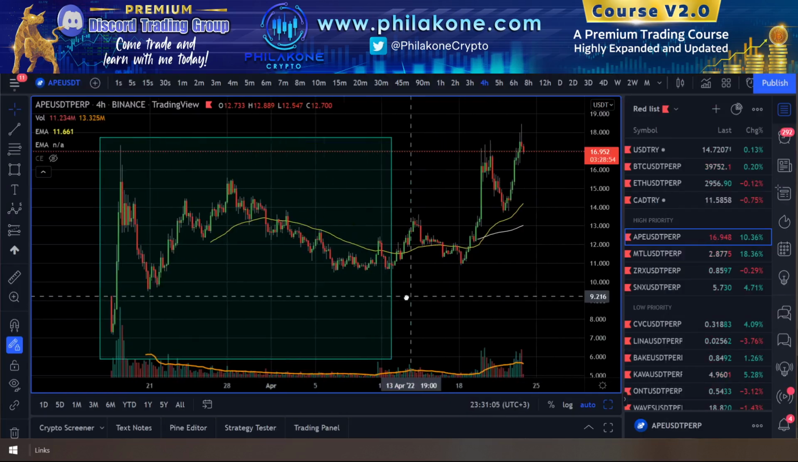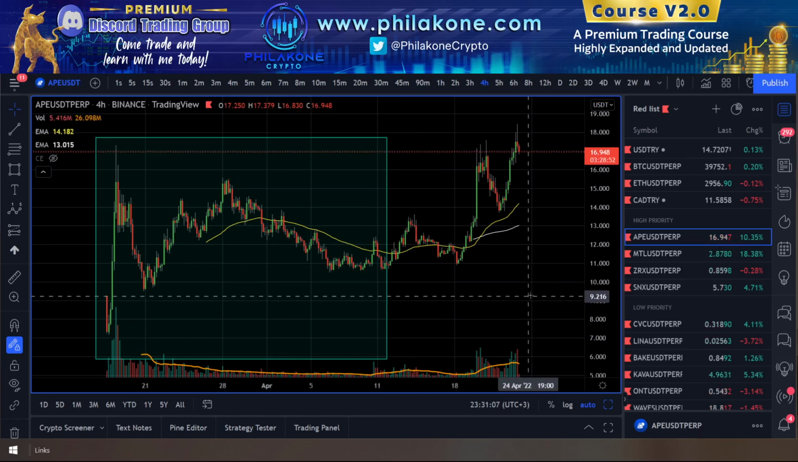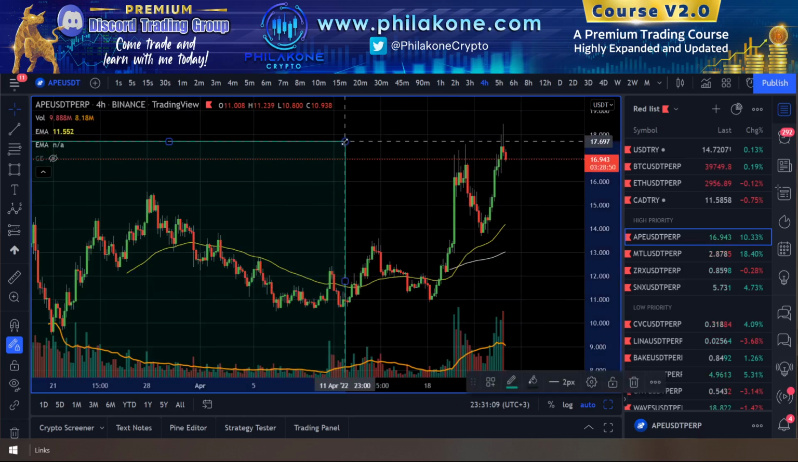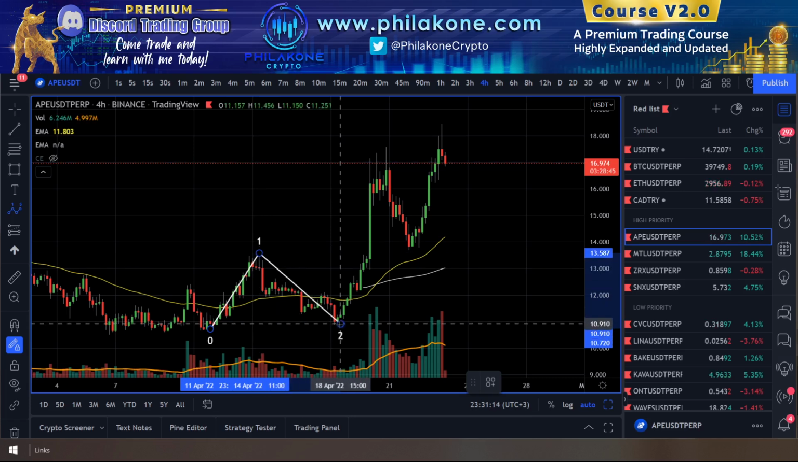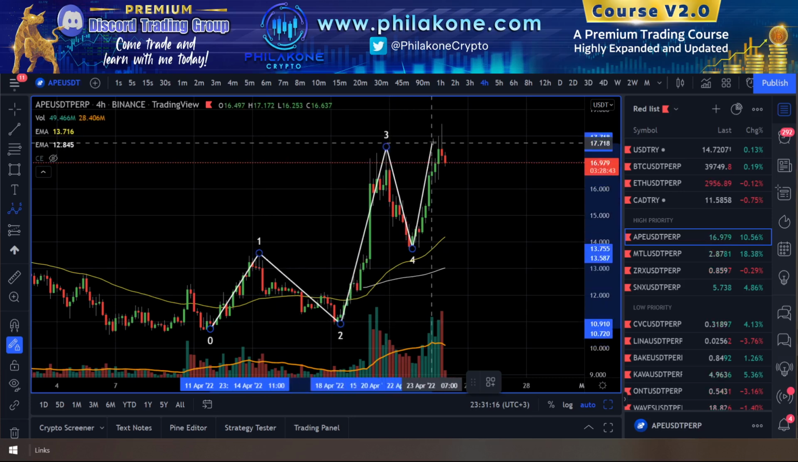So back to this here. This is the corrective pattern that we see here. So we don't really take it into account. So what we're seeing right now is a possible 5-wave count to the upside. This is a beautiful 5-wave.